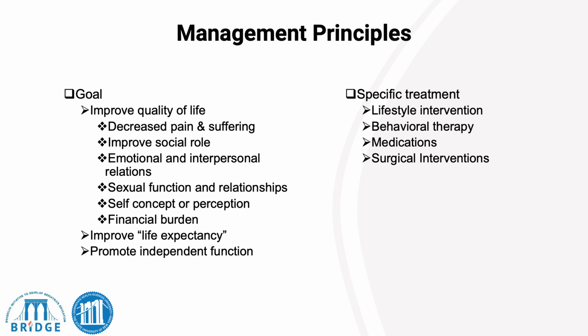How do we manage urinary incontinence? The general goals or principles include decreasing pain and suffering, improving social role, increasing emotional and interpersonal relationship, improving sexual function and relationships, improving self-perception, and finally, minimizing the financial burden. Specific treatments may include lifestyle intervention, behavioral therapy, medications, and/or surgical intervention.